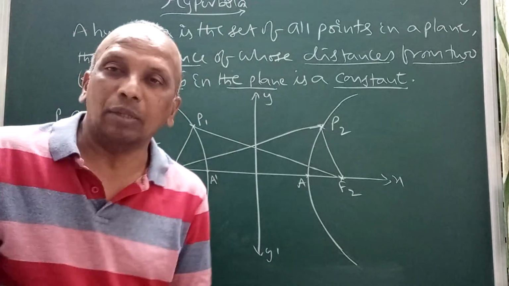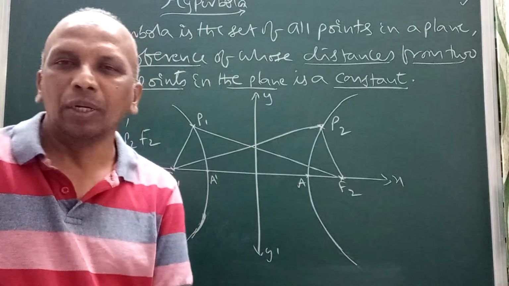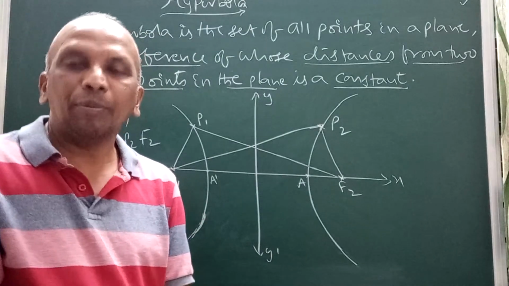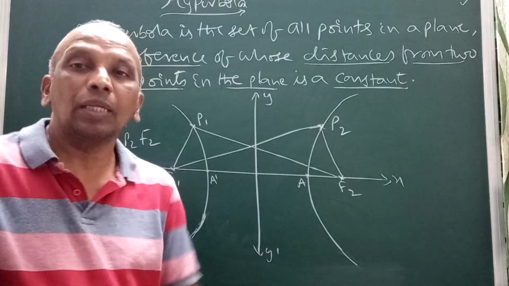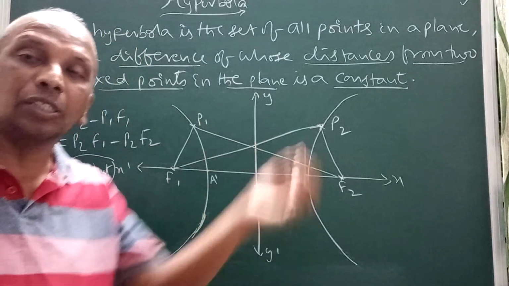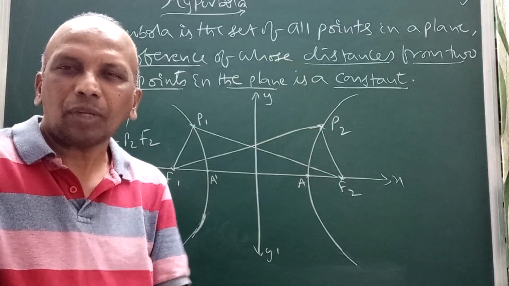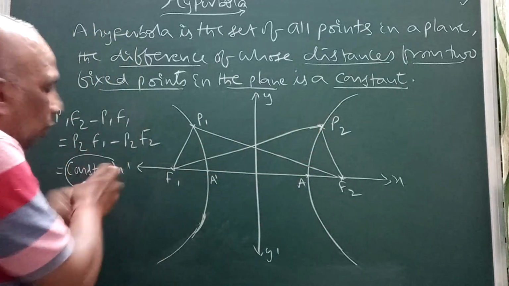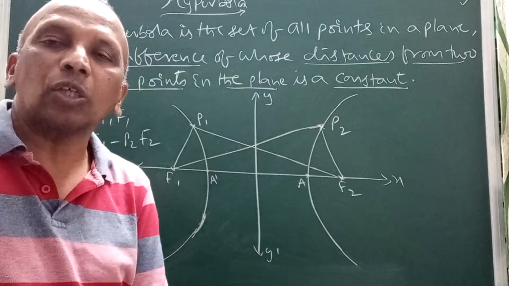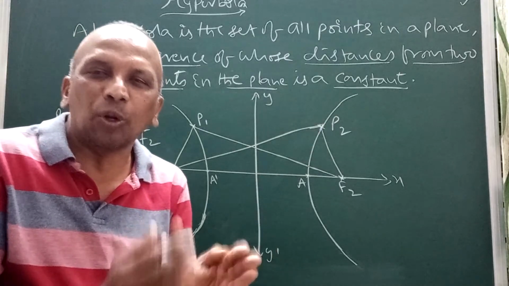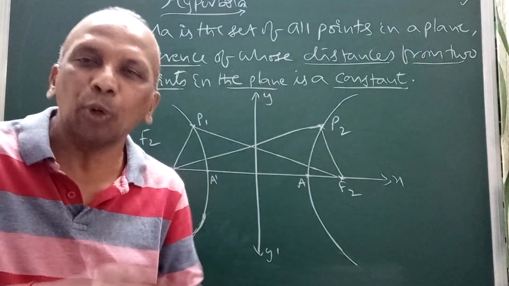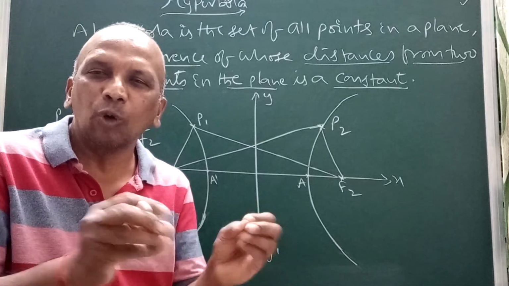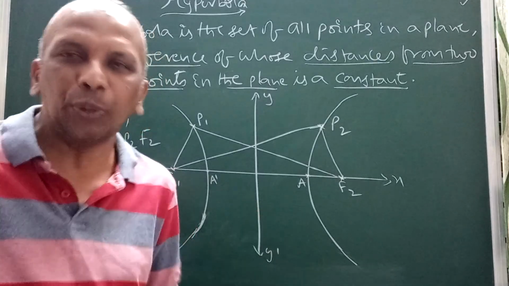I'm going to prove that the difference will be equal to some particular value. Because we have seen in the ellipse, the sum of the focal distances is 2a. Here the difference of the focal distances is constant. I'm going to prove that the difference of these focal distances is equal to 2a.